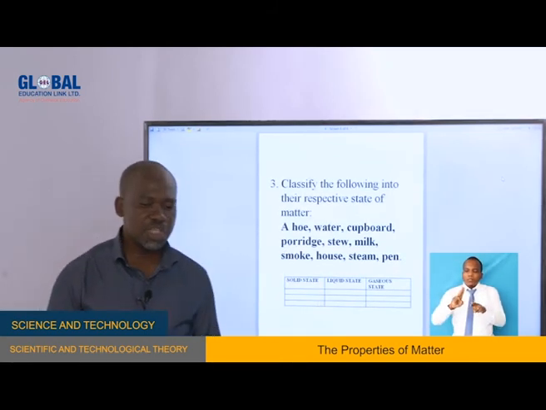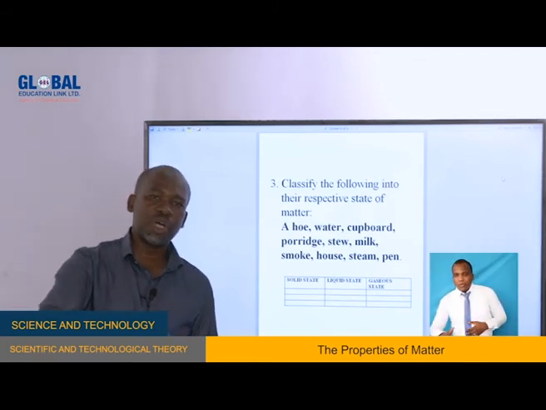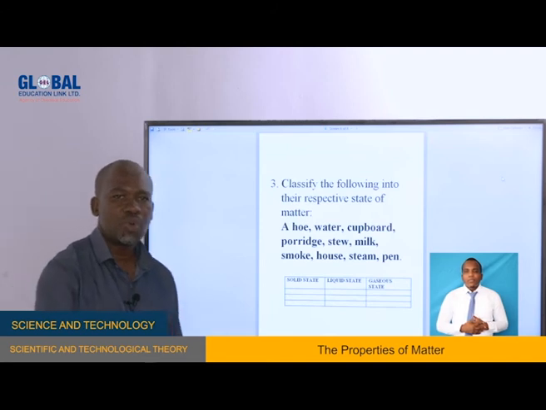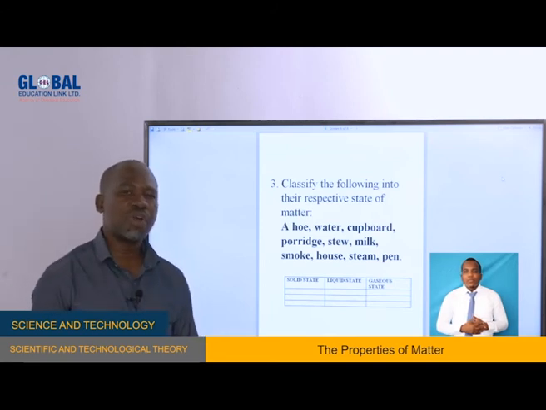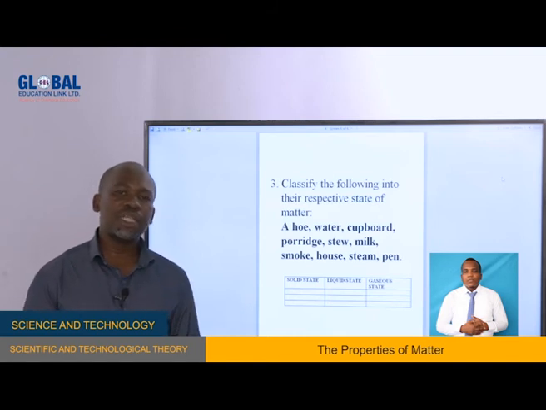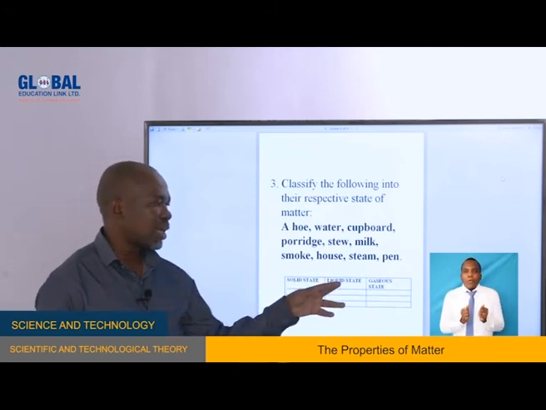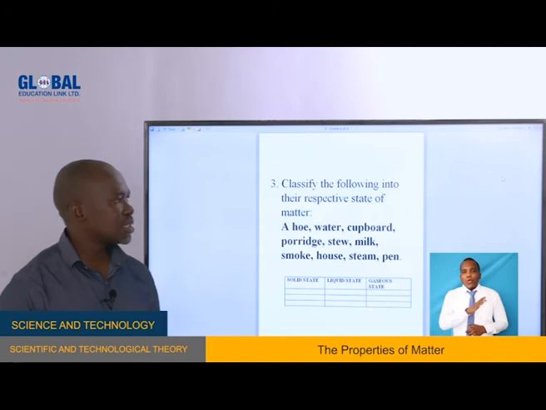Porridge. Since porridge can flow, once you pour the porridge into a container or down on the floor or on the ground, the porridge will flow. And also the porridge doesn't have a definite shape, it takes the shape of the container. That means porridge falls under the liquid state.